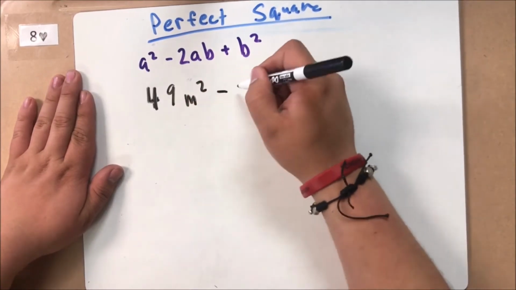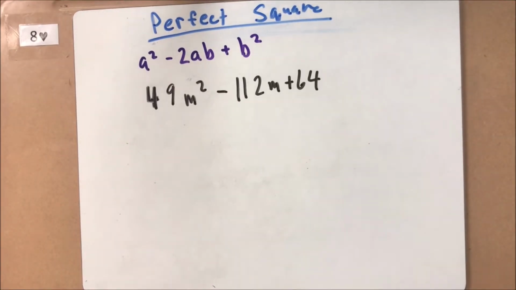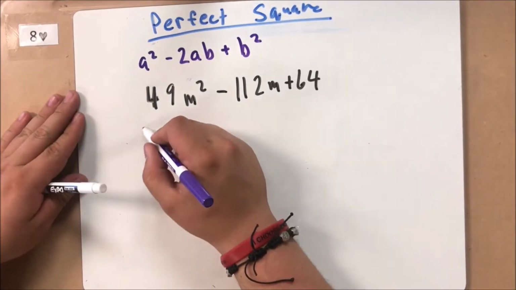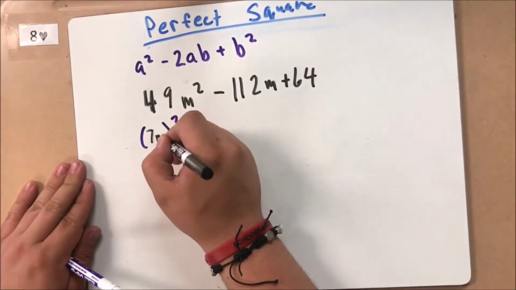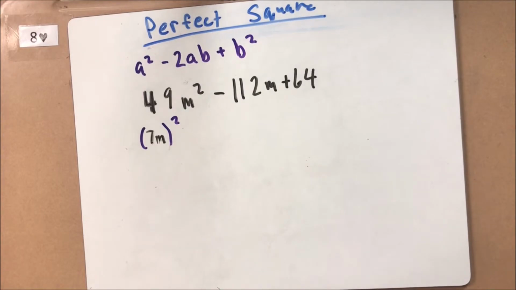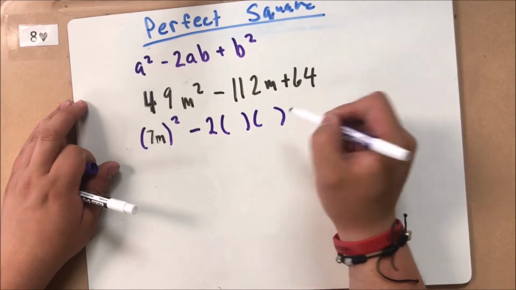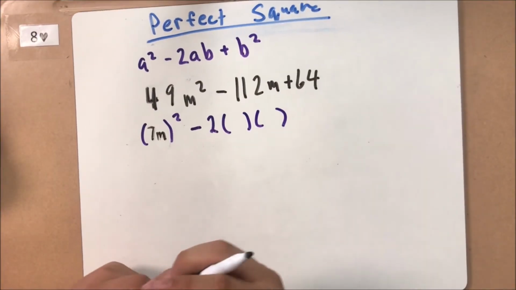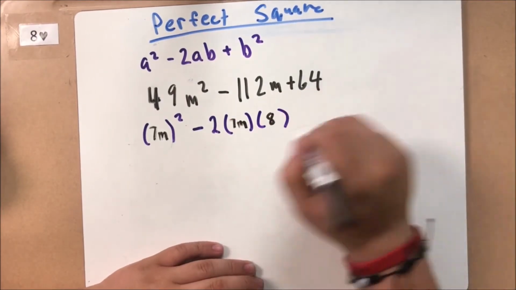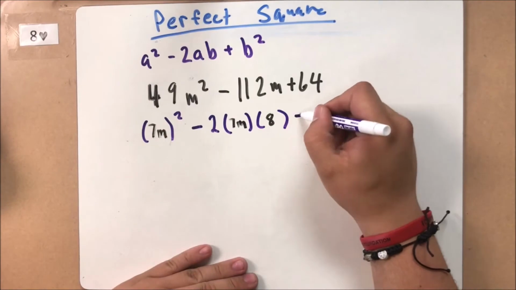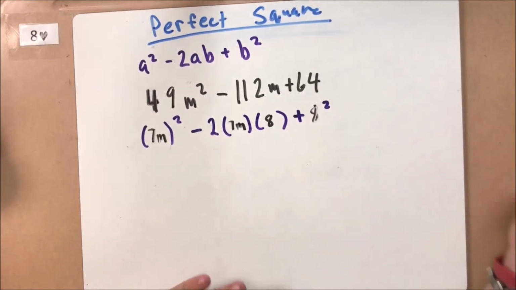Now for this problem, we're going to be using the negative version of the formula. So we square root the 49m squared to get our a, which is 7m. Then we subtract 2 times two other numbers for it to equal negative 112, which is 7m and 8. Then we get our b from the square root of 64, which is 8.